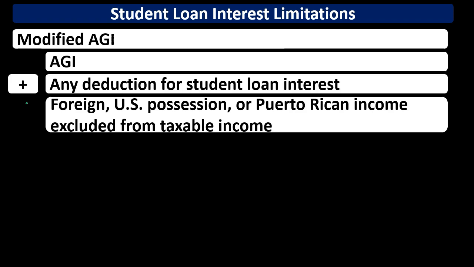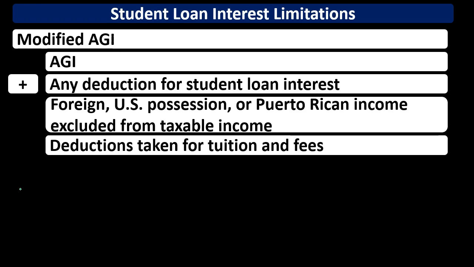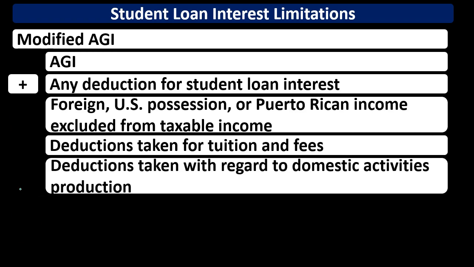And then we have to say the foreign, U.S. possession, or Puerto Rico income exclusion from taxable income will be added back. We'll also add deductions taken for tuition and fees. So we'll add that back into the adjusted gross income if applicable. Deductions taken with regard to domestic production activities. So these are going to be items that we'll have to adjust for adjusted gross income for this particular type of calculation to consider the phase-outs as AGI increases.